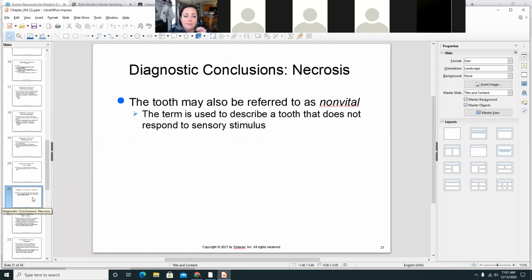Dead. It's necrotic, right? The term is used to describe a tooth that does not respond to sensory stimuli.